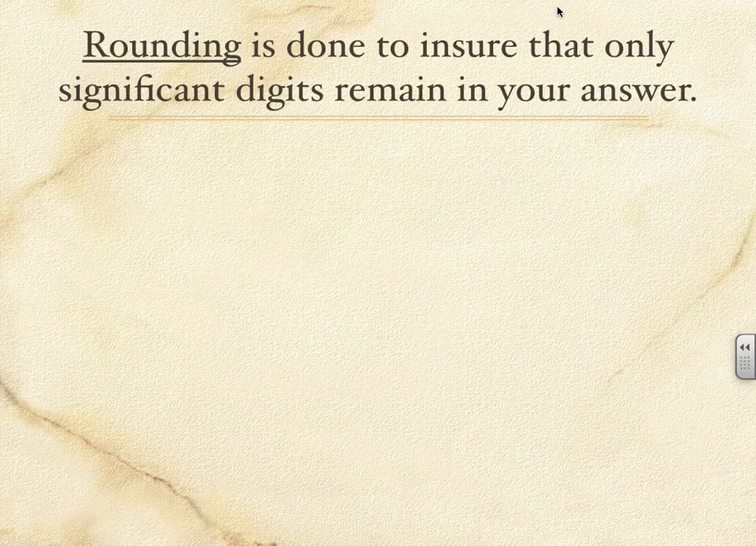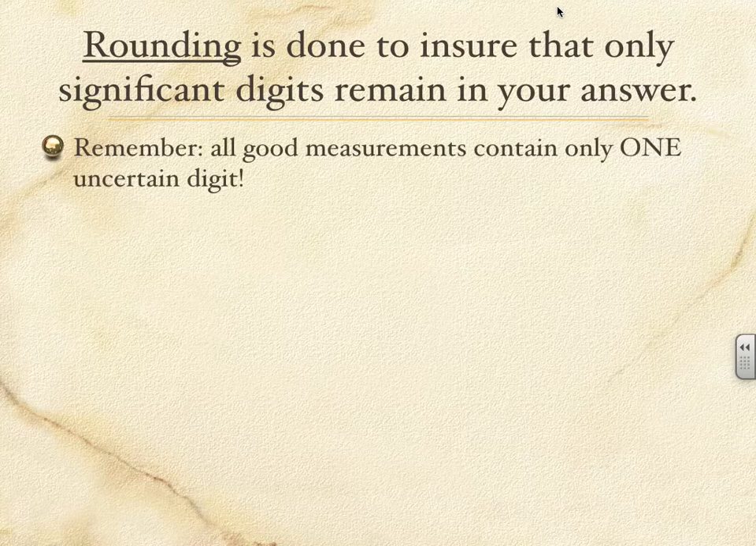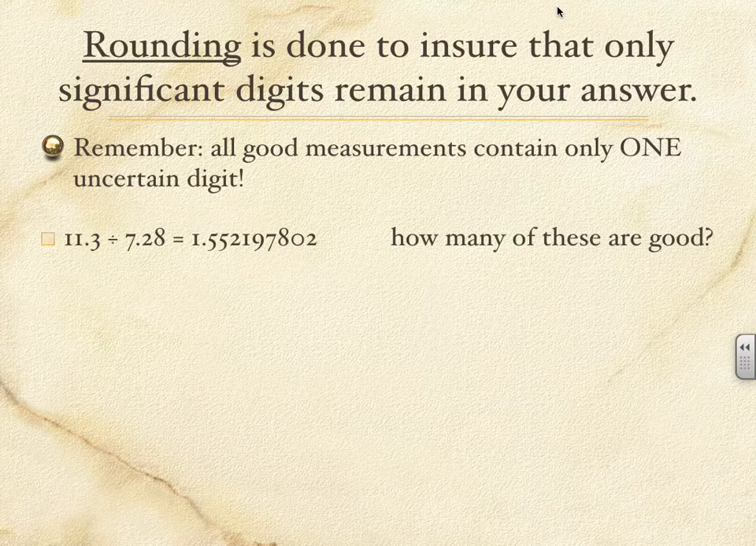Last thing is rounding. Why do we round? How many uncertain digits can we have? One. But the problem is if I use uncertainty in multiplying or adding to other numbers, then that uncertainty carries into my answer. And what happens is that uncertainty can magnify. Now we have a problem. All good measurements contain one and only one uncertain digit. But we have numbers like here, 11.3 divided by 7.28, and your calculator will hand you that mess.